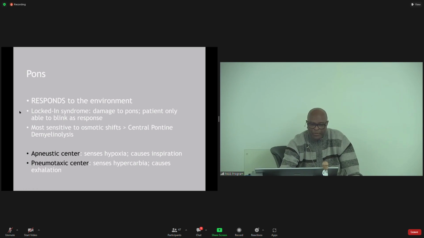Medulla. Pons: response to the environment, locked-in syndrome. We talked about damage to the pons. The patient only blinks because the blink center is separate from the pons. Blink once for yes, two for no, whatever. The pons, however, is the most sensitive to osmotic shifts. Remember, we talked about central pontine myelinolysis.